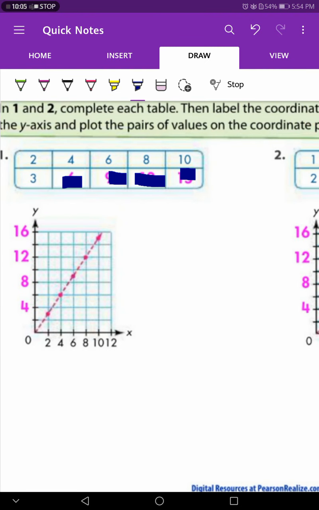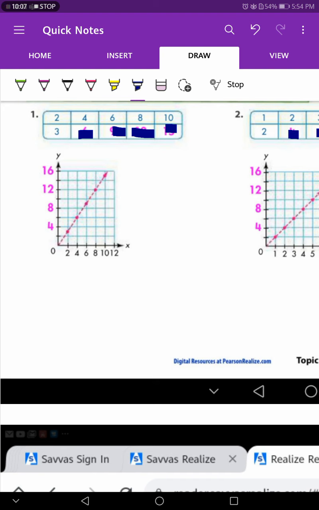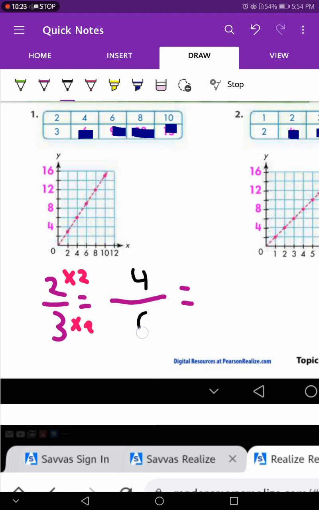We said we find it is 2 over 3. It looks like 2 over 3. And how do you find the equivalent? You see, as we learned, we multiply by the same number. We start with the 2 and continue. So it will be 4 over 6. So here we have 6. See?